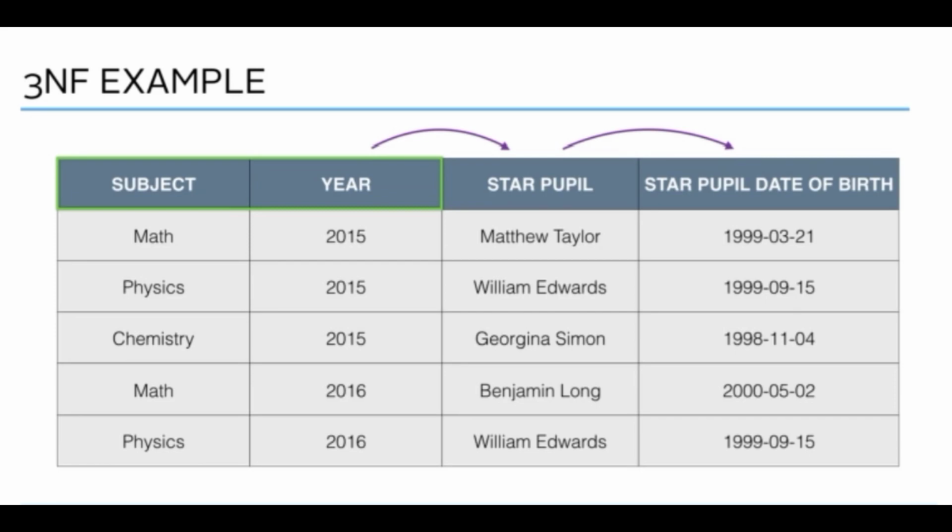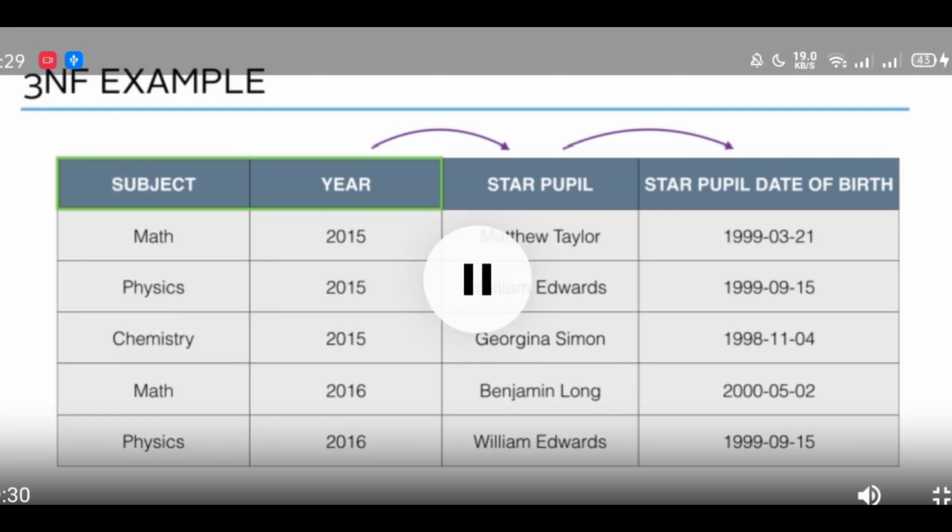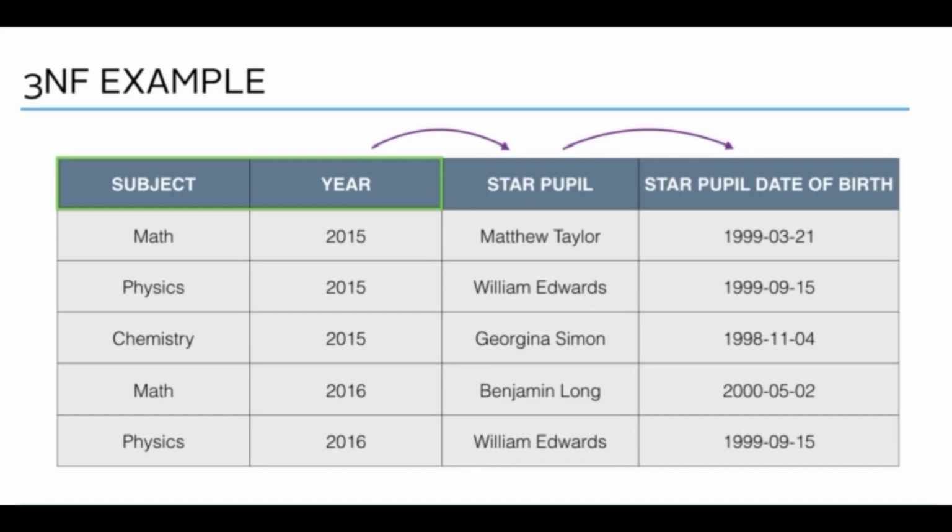We can't just say subject math star pupil Matthew Taylor, because you can see the 4th row down we have math again, and we have a different star pupil. We need to say math plus 2015 to get Matthew Taylor, and similarly we can't just say the year. We can't just say 2015 Matthew Taylor, because we also have 2015 William Edwards, 2015 Georgina Simon. So we need the subject plus the year to be able to say who the star pupil is. So this star pupil column does depend on the whole of the primary key, and not just on separate columns that make up the primary key.